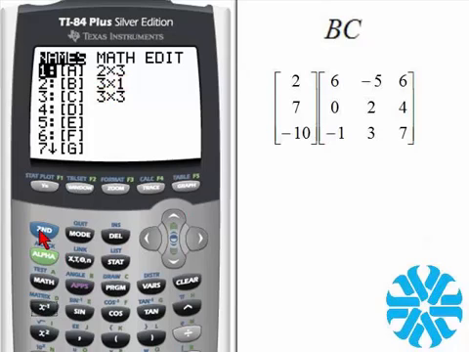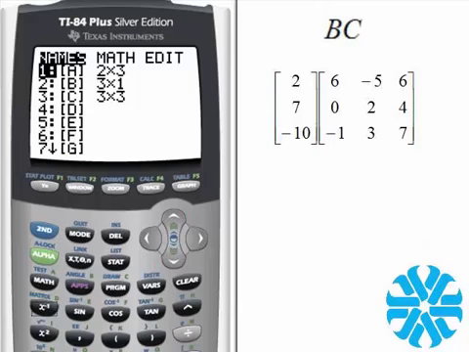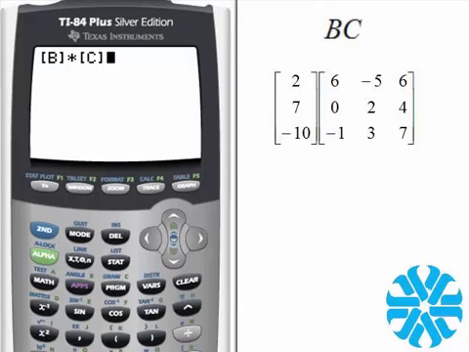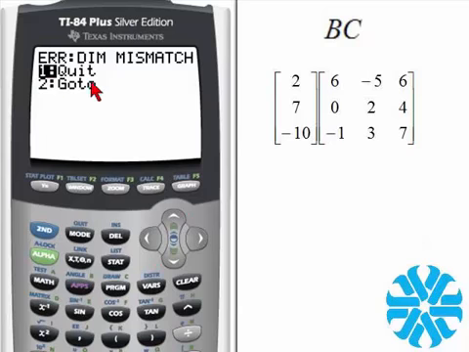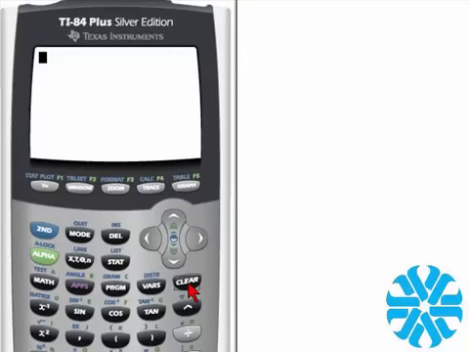Let's check it out. So we want matrix B, number 2, times matrix C. Second function matrix, that's option 3. And select enter. And indeed we get an error, and it says dimension mismatch. This concludes the video on matrix multiplication.